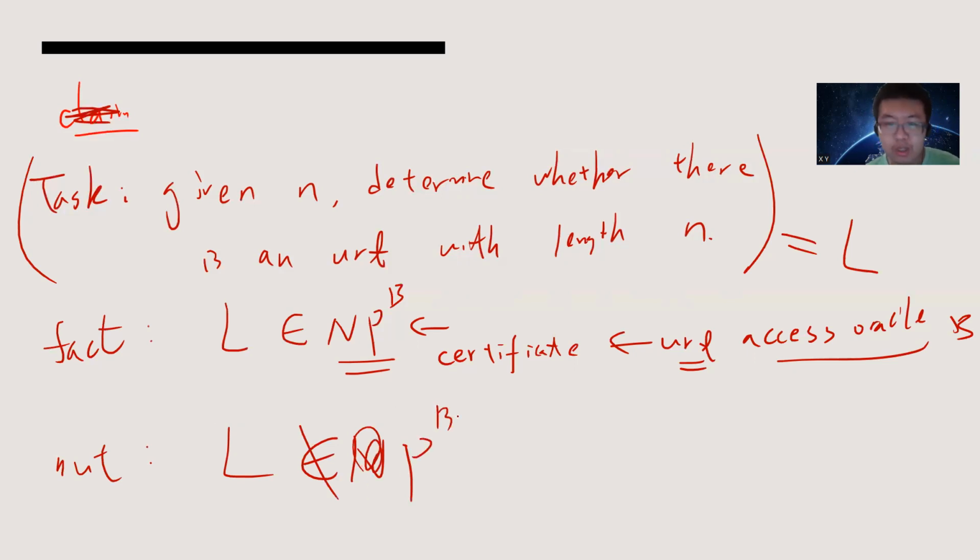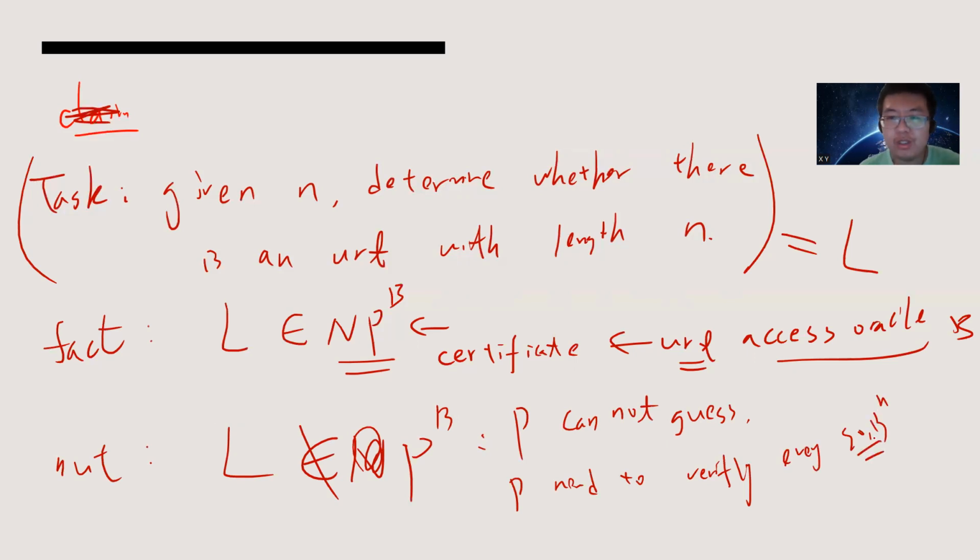But you can think a little and see that L should not be in P relative to B, right? Because P cannot guess. P would almost need to verify every string of length 2 to the n, and the only thing P can do is plug these into oracle B. So even though P can access oracle B, P still cannot solve it, because it needs to plug in one by one. And in the worst case there's no such URL. So you can see that P^B is different from NP^B by this simple argument.